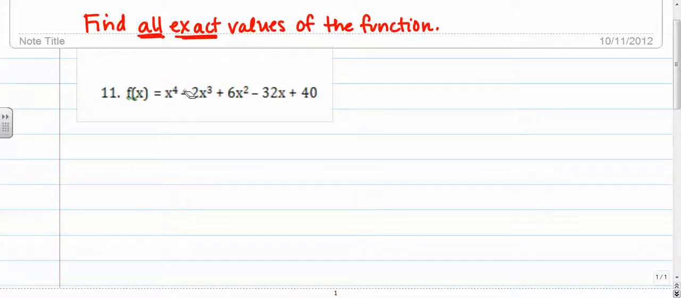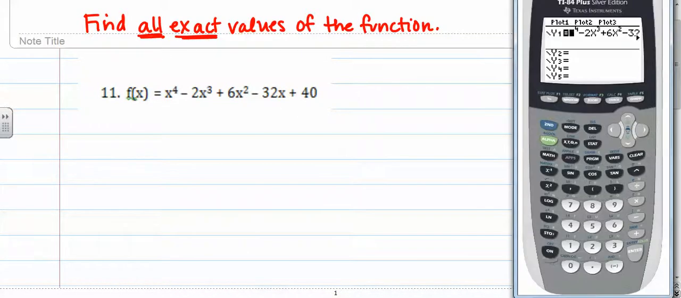Okay, so if you're looking at a polynomial like this, it's a fourth degree, there's 5 terms, there's no way I know how to factor that thing, and you probably don't either. So your only other option is to go to your calculator. So I grab my calculator.